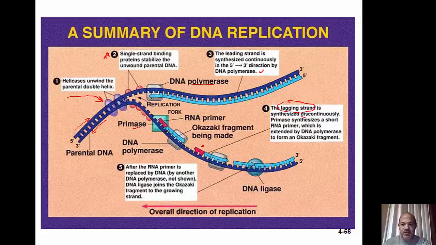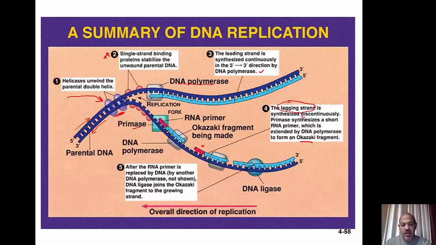From that primer there, then the DNA polymerase can attach on and add a segment of DNA. These segments are going to be called Okazaki fragments. So this is done a little at a time because, again, the DNA polymerase can only add to the free 3' end. So this lagging strand is going to be made in pieces as the helicase over here continues to open in our diagram to the left.